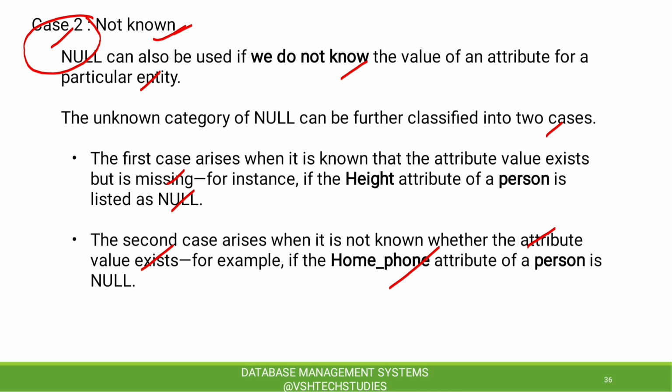The case 1 was not applicable. Case 2 is not known. In not known, there are two cases. The value exists but is not known at present, which means it is missing. And in the second one, whether the value exists or not is itself not known. In such cases, the value for an attribute is filled as null. So this is all about the second case.